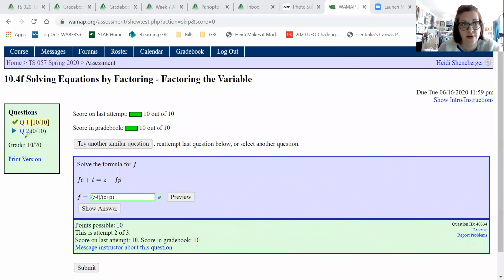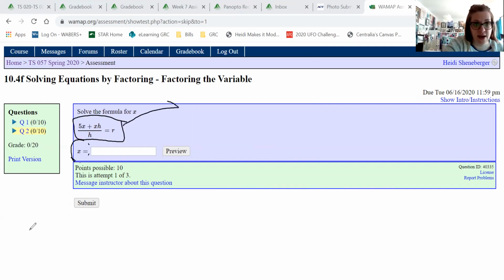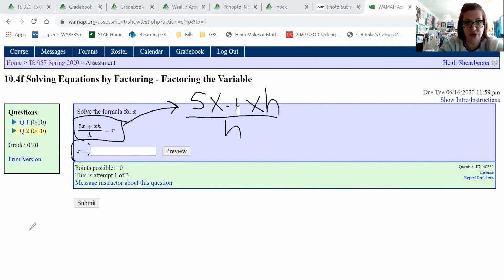And then I'm going to blow your mind a little more. So now let's look at question 2. Again, hopefully you're not going to get this one. I guess it's okay if you do. So they want me to solve for X. So I'm going to take this thing and solve for X: 5X plus X times H over H equals R. So I know that up here I'm going to be able to factor an X out of both of those, right? But I'm not going to do that first.